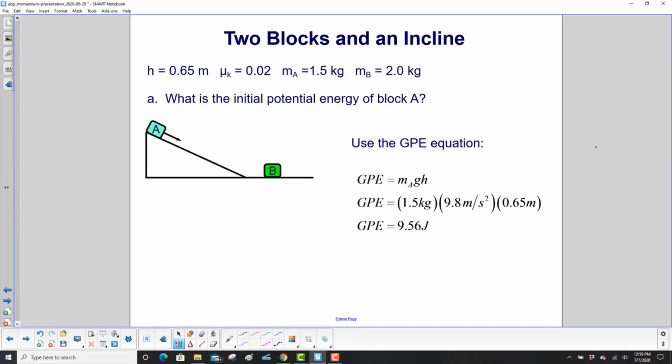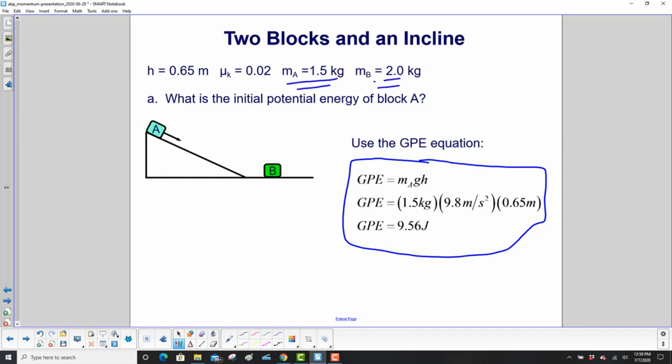What is the initial potential energy of block A? Well, that's just the GPE formula, mgh. We have the mass of block A, which is nicely shown up here. See how we list all the givens up here? Keep track of them. Times g times the height. So we put all our numbers in there and we get a GPE of 9.56 joules.